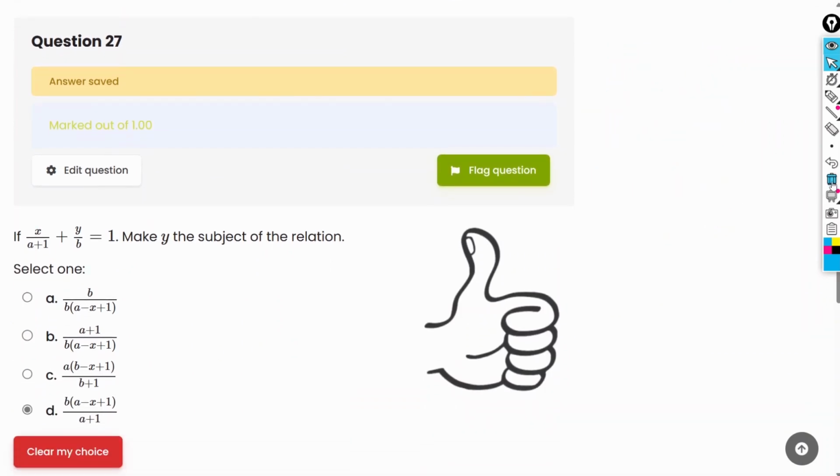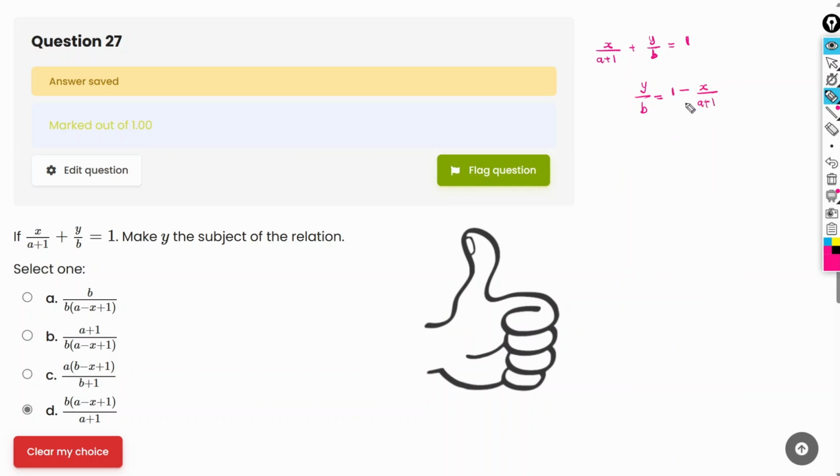All right, so let's take on 27. 27 says if x over a plus 1 plus y over b is equal to 1, let's make y the subject of the formula. So the first thing you want to do is move all of this x over a plus 1 to the other side, so that we can have y over b is equal to 1 minus x over a plus 1. That's the first thing you do.